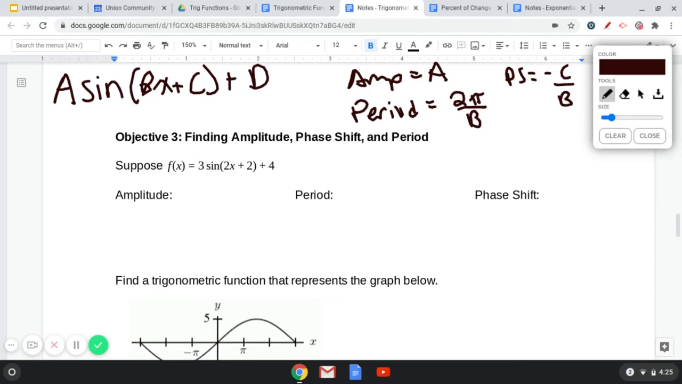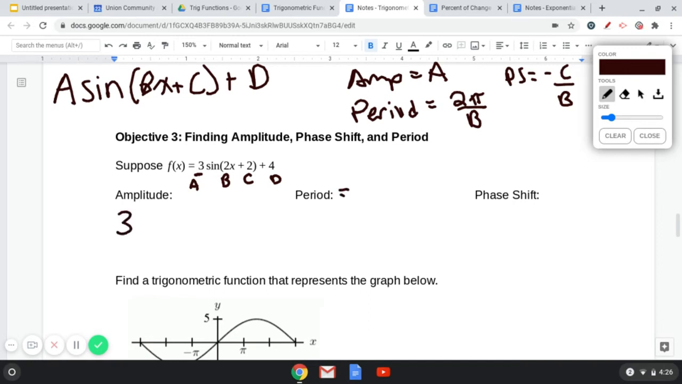And then the d, in this 4, we'll just shift it up 4. That's all that 4 will do. It won't change any other value, though, of the amplitude, period, or phase shift. All right, so the amplitude is our A value, which is 3, because this is A, this 2 is B, this C is also 2. Excuse me, I wrote a B, but I meant to write C. And then this 4 is D. All right, so the amplitude is A, which is just 3.